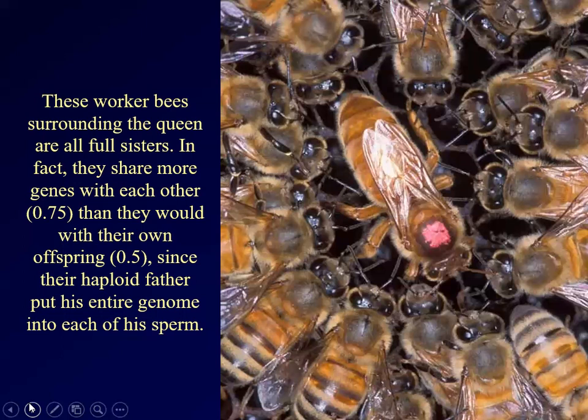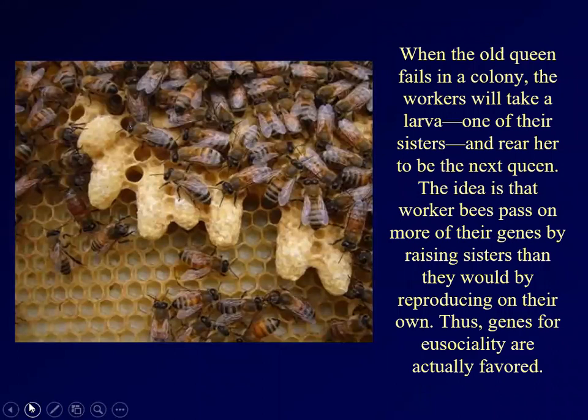So any 2 workers share half their DNA because they got it from dad, plus an average of 25% of their DNA through descent from mom, which means that the workers share more genes with each other than they would with their own offspring. If they could have offspring, they would share half their DNA with it, but they share 3/4 of their DNA with their own sisters. That matters because they're probably potentially sisters of the queen.